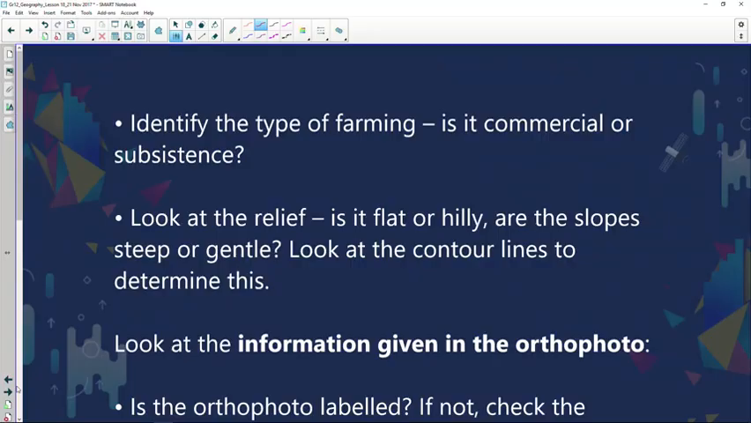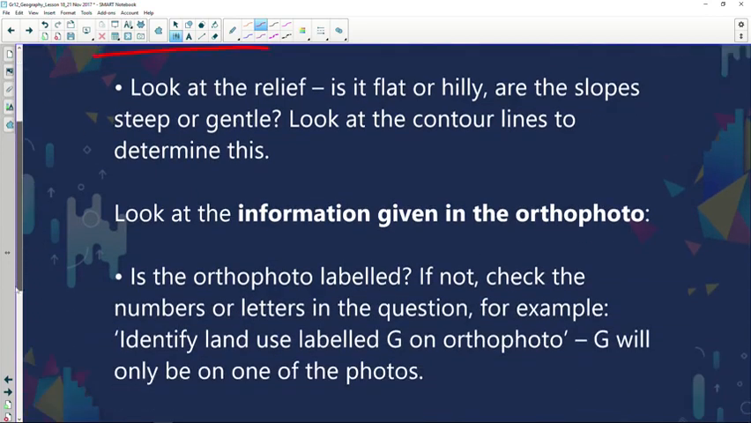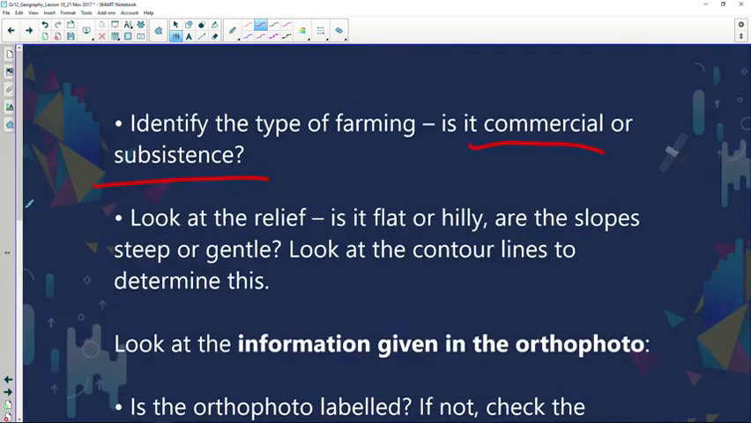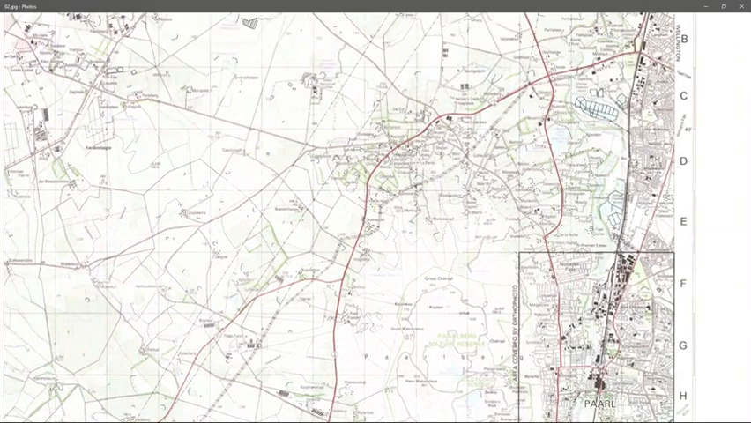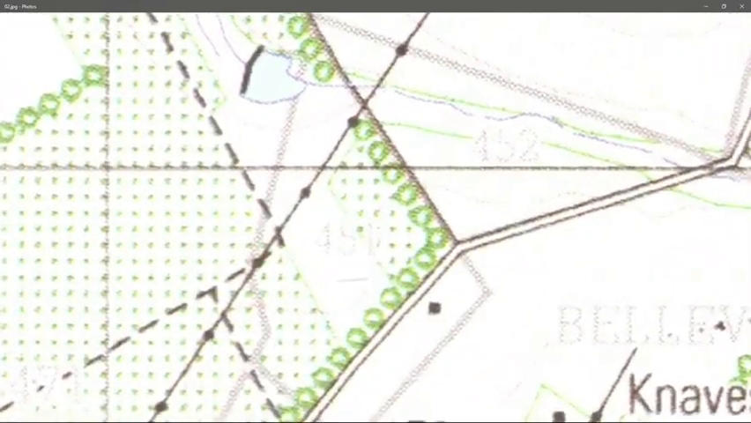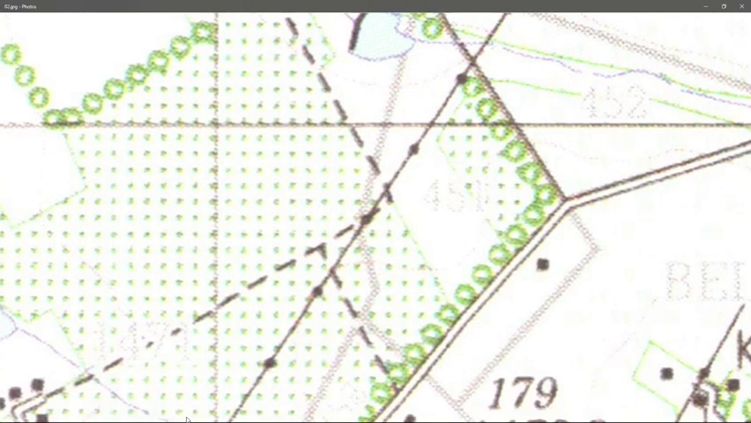If we continue, we have some characteristics. Identify the type of farming, commercial farming or subsistence farming. Now, we looked at commercial farming during economic geography, and commercial farming is to make a profit. So usually the farm size is going to be extremely big. Now, if you look at your map of Paarl, you can see that there's a lot of commercial farming taking place in the area surrounding Paarl. And you can see the farm borders over there with the row of trees that acts as windbreakers.